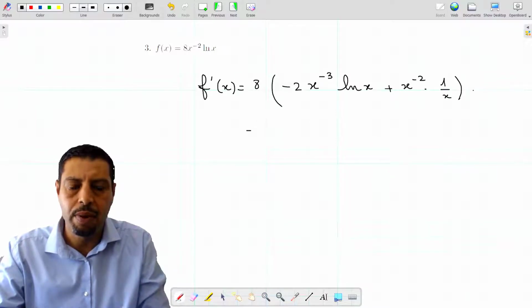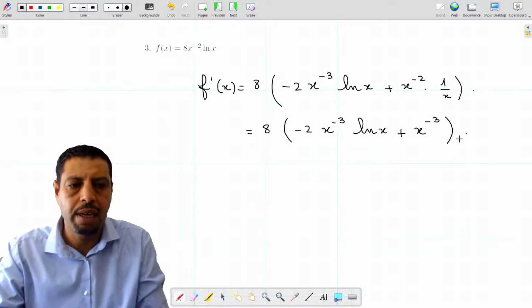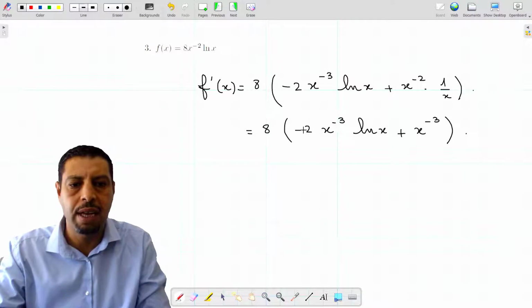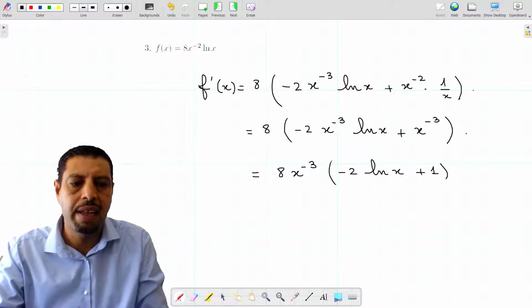Okay, so it's equal to 8 times negative 2x to the power of negative 3 ln of x plus x to the power of negative 2 times 1 over x, which is also x to the power of negative 3. Of course, here we can put x to the power of negative 3 as a factor, and we'll obtain 8x to the power of negative 3 times (negative 2 ln of x plus 1), which is the simplified form of f prime of x, but of course you can stop here or here. All of them are correct.